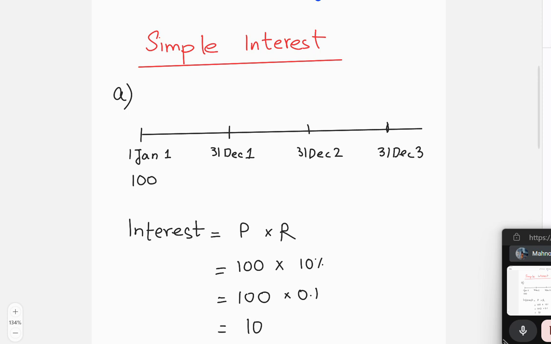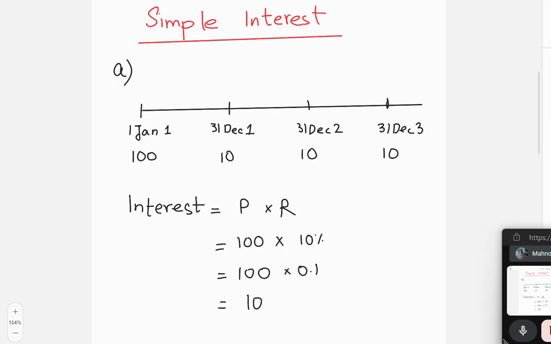So basically, she is giving the bank 100 and they're going to put it in her account. And at the end of each year, they're going to give her £10 and put it in her account, at the end of year 1, year 2, and year 3.